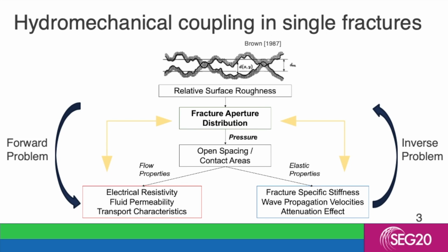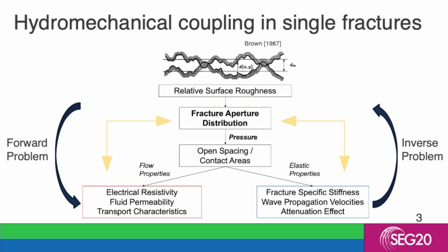And in the flow-elastic story, we can have a lot of quantities to describe the flow and elastic properties of fractures. For instance, we can describe it in terms of the fluid permeability, electrical resistivity, and also the transport characteristics. And for the elastic properties, very often we are talking about the wave propagation velocity, and in the static case the fracture specific stiffness, and also an attenuation effect for the dynamic wave propagation.